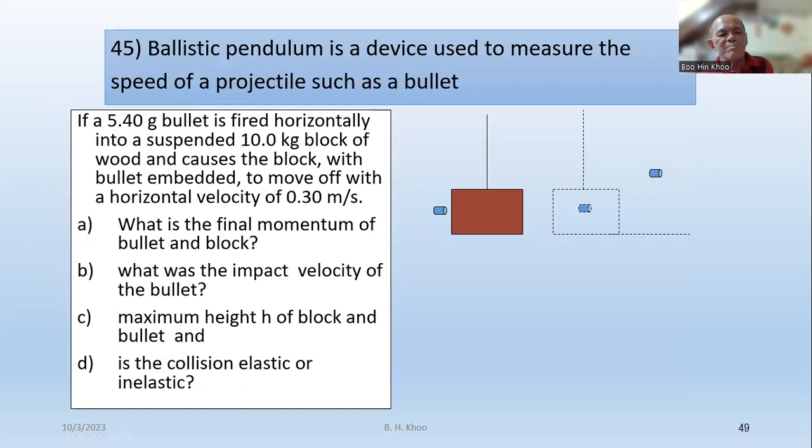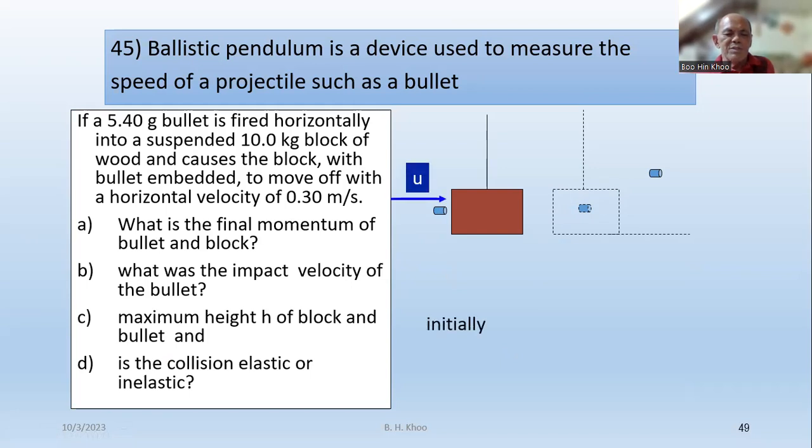Okay, let's try this question. A ballistic pendulum is a device to measure the speed of an object, such as a bullet. If a 5.4 gram bullet is fired horizontally into a suspended 10 kilogram block of wood, there's a block of wood, there's a bullet. Embedded means it stays inside there, to move off with a horizontal speed of 0.3 meter per second.